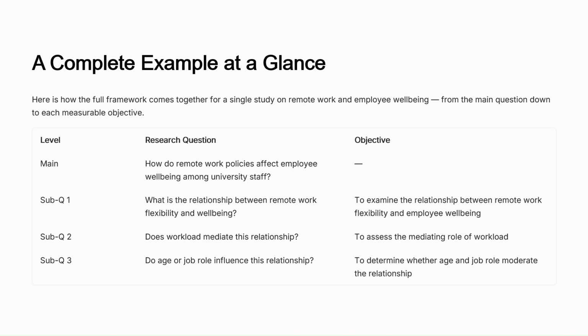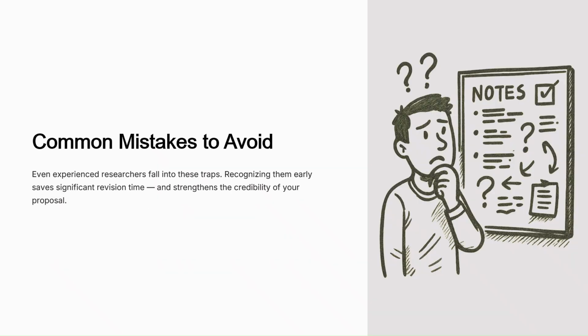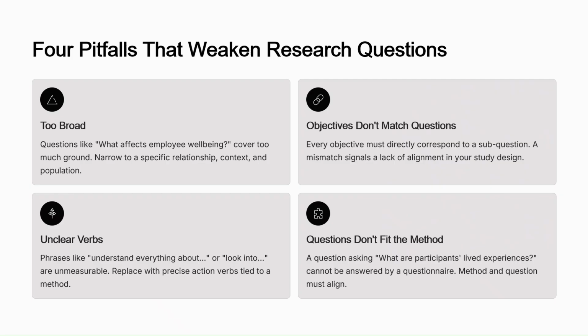Researchers should also avoid several common mistakes. One mistake is writing questions that are too broad. For example, asking, what affects employee well-being, is too general because many factors could be involved. Another mistake is creating objectives that do not match the research questions. Misalignment can weaken the credibility of the study. Researchers should also avoid unclear language and ensure that their chosen methods are suitable for answering their questions.